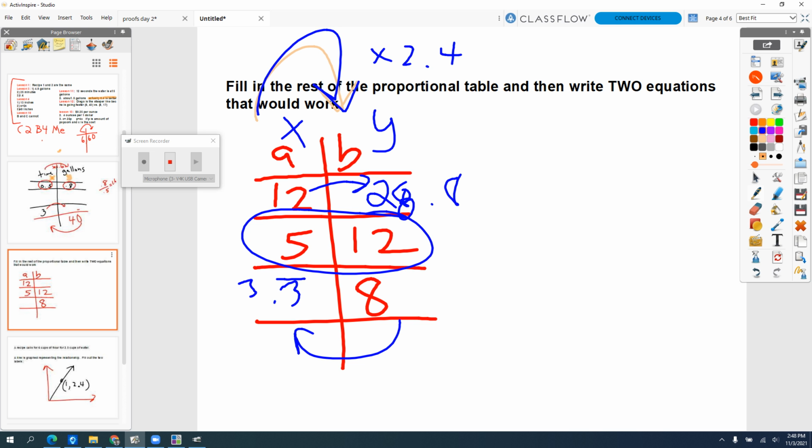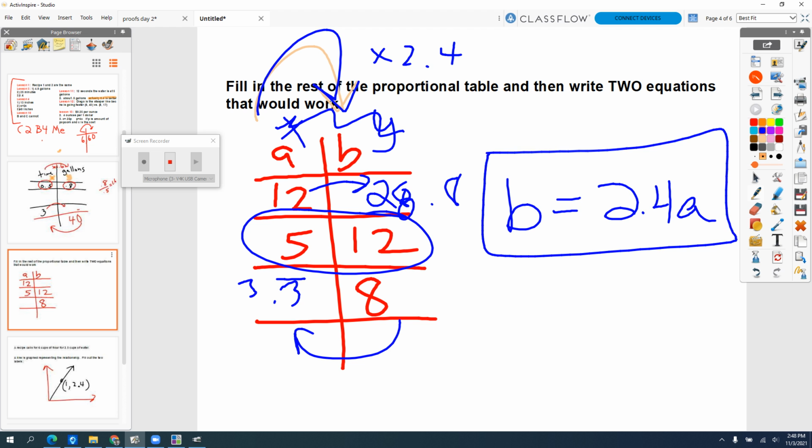Now, the two equations you would use. So first of all, the way it's currently set up is to find b, which is the y, you would multiply 2.4 times a. So that's the first equation that would work in this relationship.